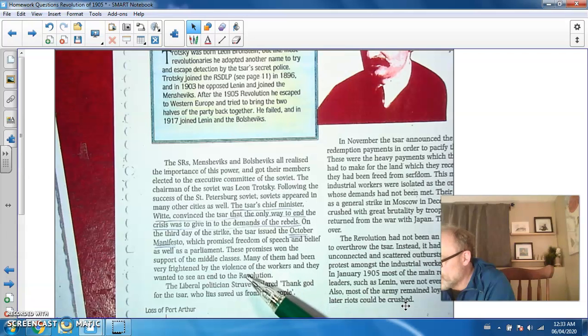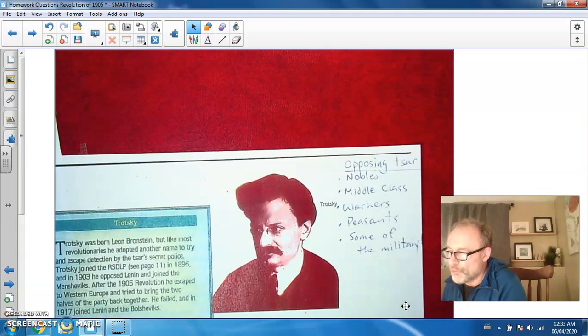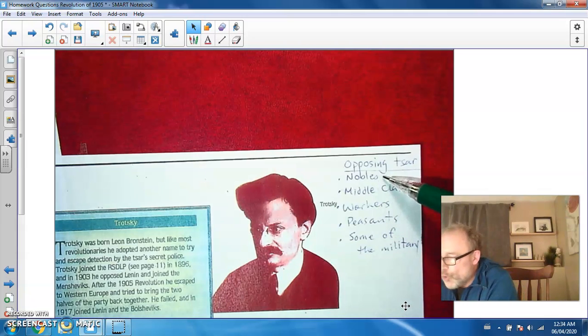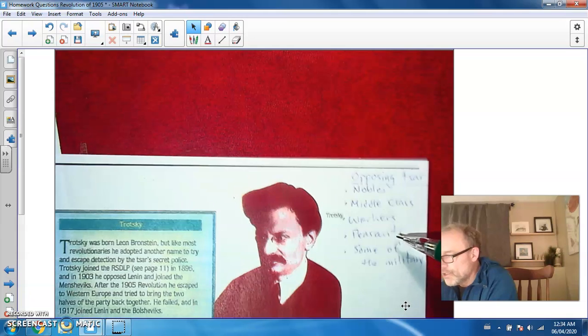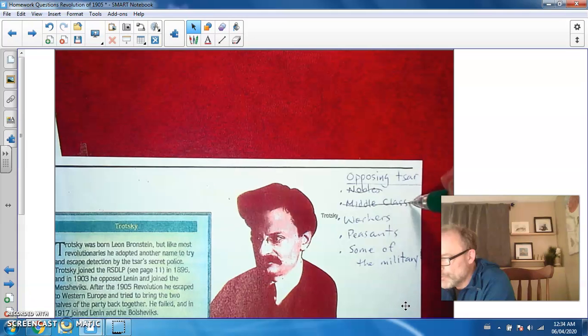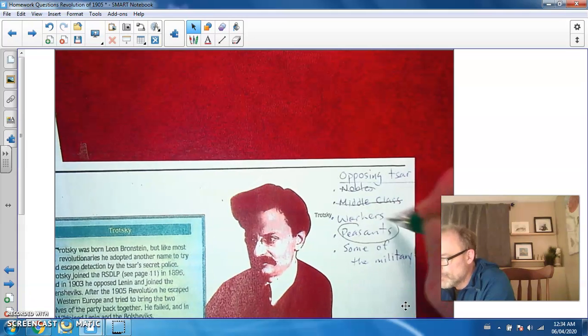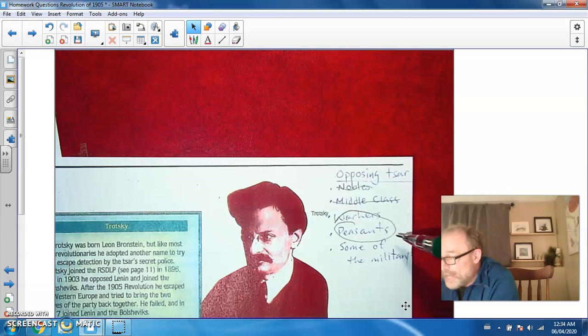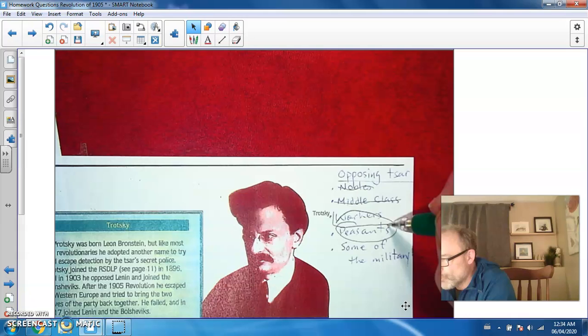Many of them had been very frightened by the violence of the workers, and they wanted to see an end to the revolution. So the people opposing the Tsar were the nobles, who wanted him to rule better, the middle class, who thought they could rule better, the workers, who wanted a better deal, the peasants, who were angry about the land problems and the shortages, and some of the military. With the October Manifesto, the nobles were taken out, the middle class were removed, the peasants would be removed by offering them an end to those redemption payments they had earned, and then finally that left just the workers.